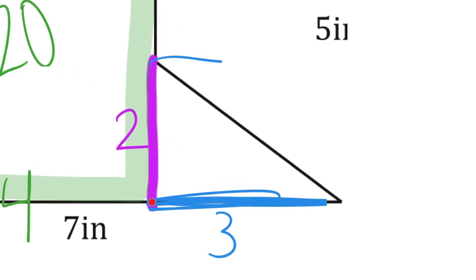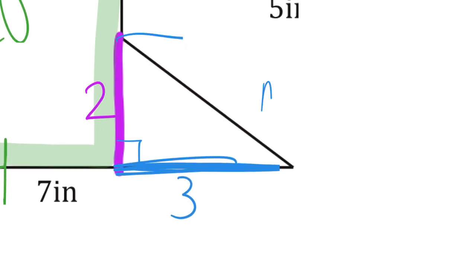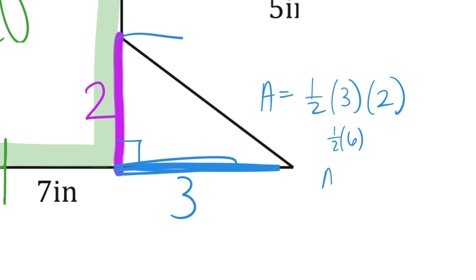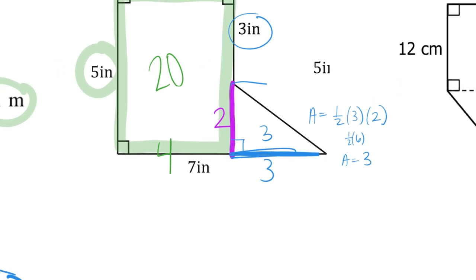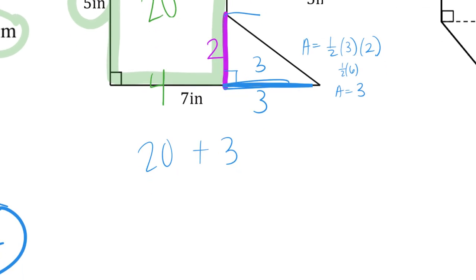So this triangle over here has a height of 2. It's got a base of 3. This would be a right angle here. So the area of this triangle would be 1/2 base times height. So 1/2 of 3 times 2, which is half of 6, which is 3. So the area of the triangle is 3. That means the total area is 20 plus 3. So we have 23 inches squared.